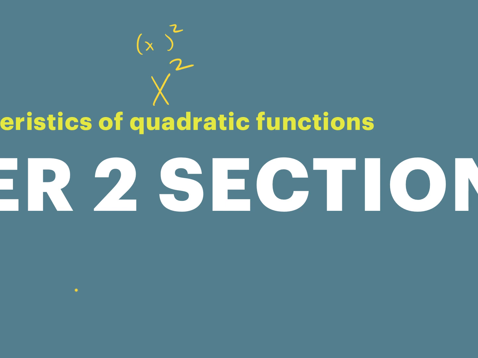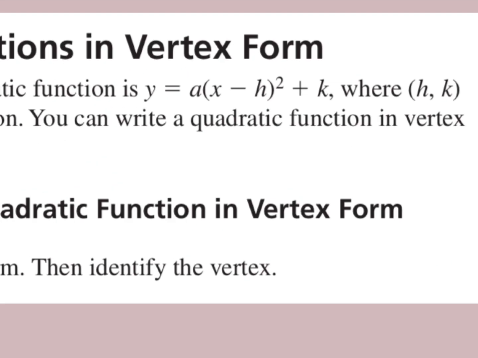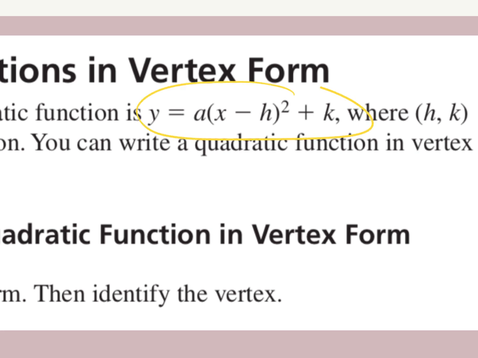So our graphs of quadratic functions are going to look like parabolas. So it's going to have a U shape. So we can write quadratic functions in vertex form. Vertex form is this. We have y is equal to a times x minus h squared plus k.